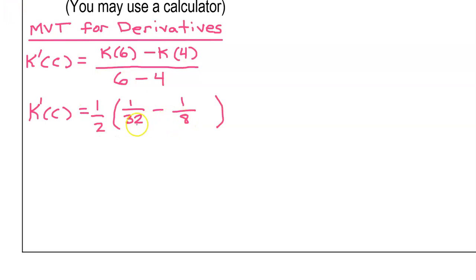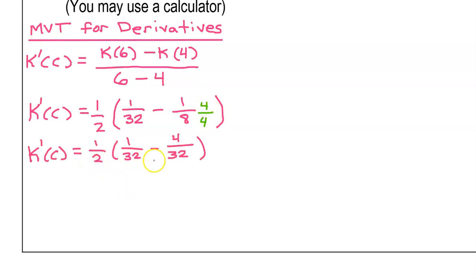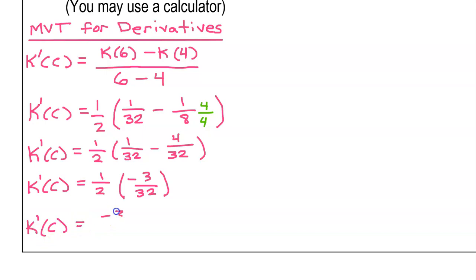In order to have like denominators, let's multiply 1/8 by 4 over 4. So now we have this. Combining these like terms, I will have -3 over 32. And multiplying by 1/2, I get -3 over 64.